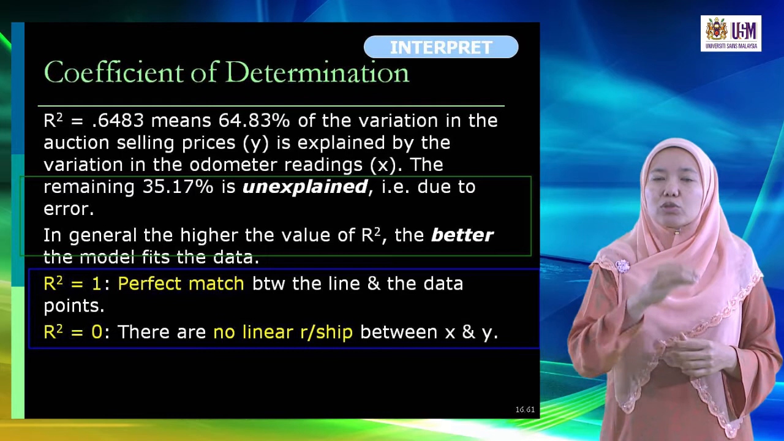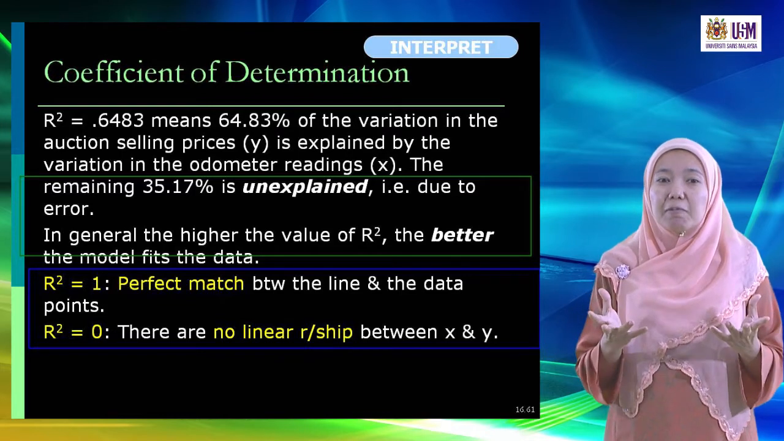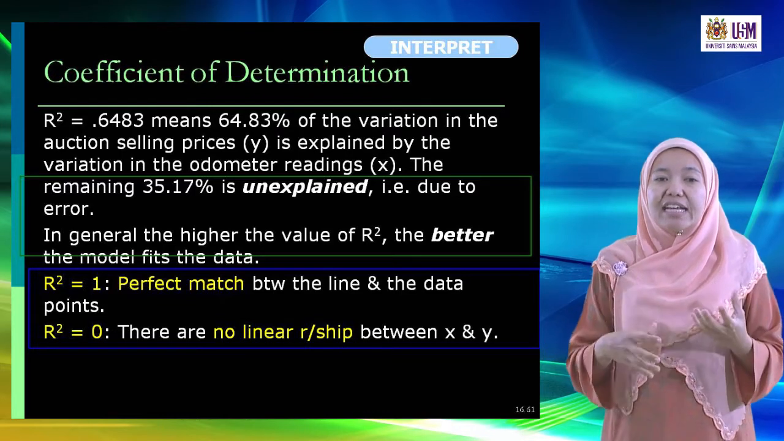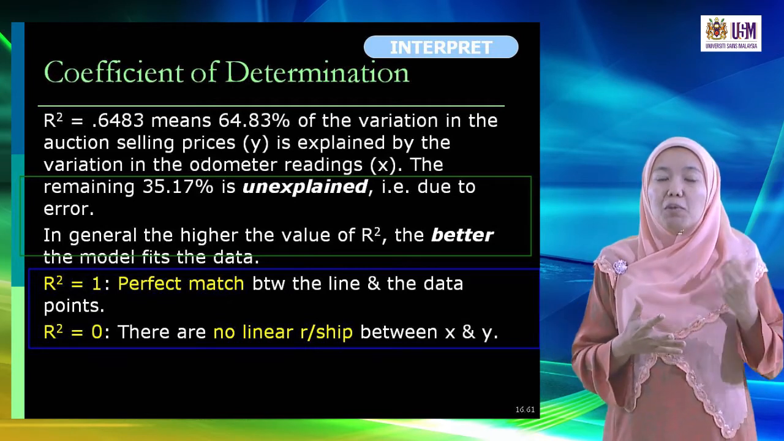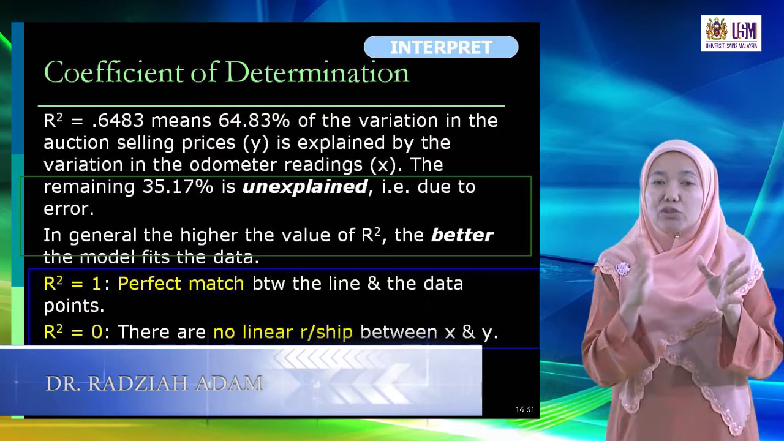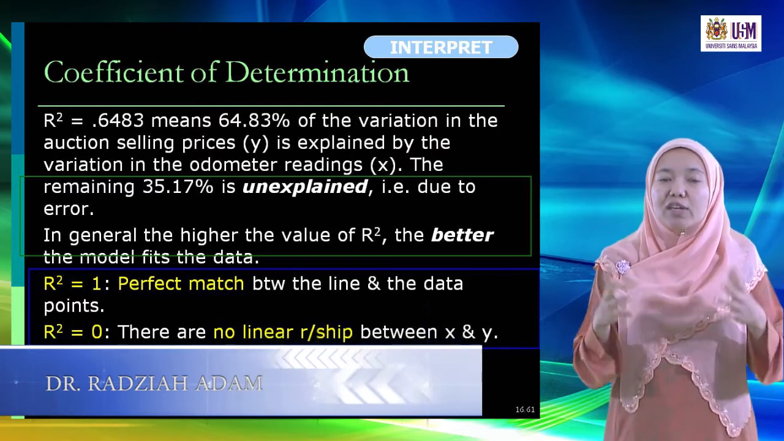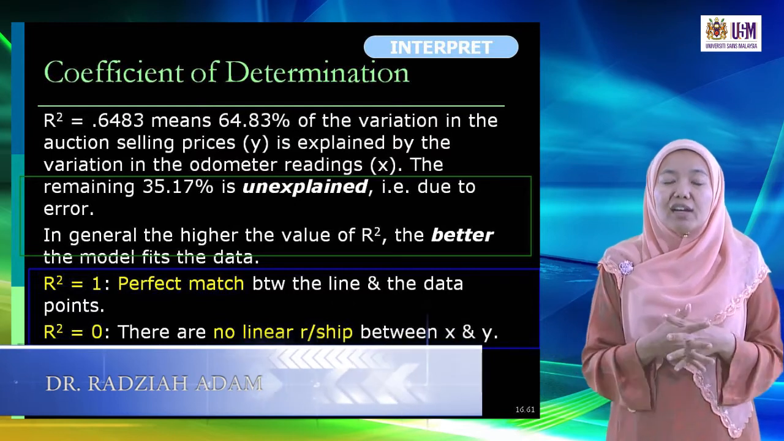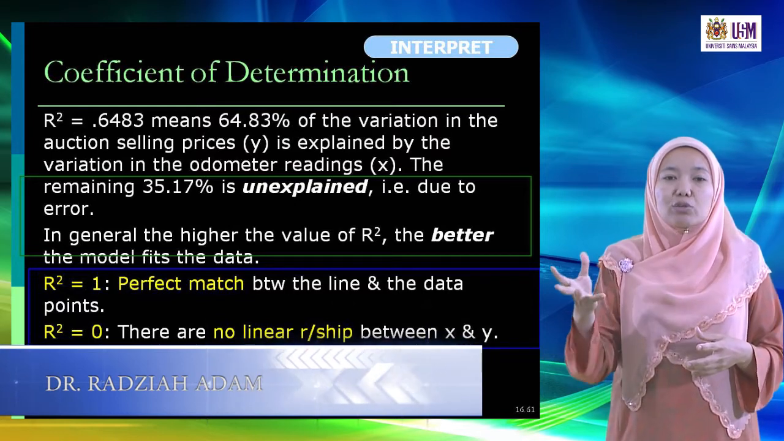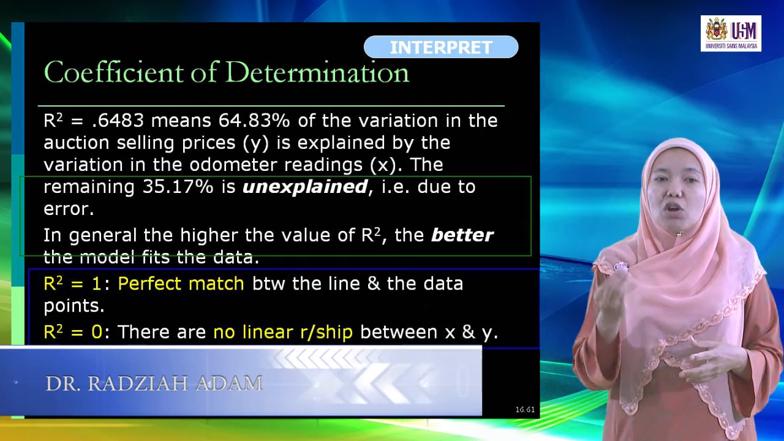You have an R square of 64.83%. So the clue is that in general, the higher the value of R square, the better your model fits your data. The closer to 100, the better. If possible you get 90, but it's difficult to get more than 95. But the higher the value of R square, the better is the fit of your model.